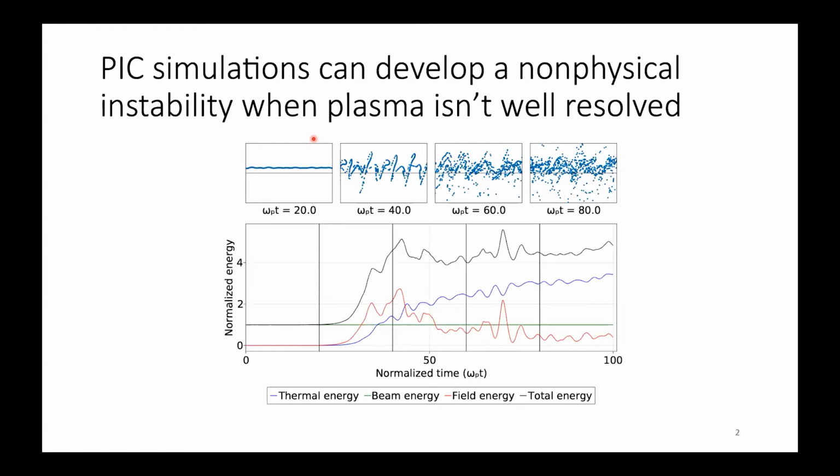However, in the simulation, as you can see along the top here in these four phase space plots, we develop an oscillation that eventually breaks into thermal noise. And you can see that here in the energy plot below as well. The thermal energy in blue increases over the simulation, and that causes the total energy of the simulation to increase. And so this is obviously a problem if we want to have high fidelity simulations.